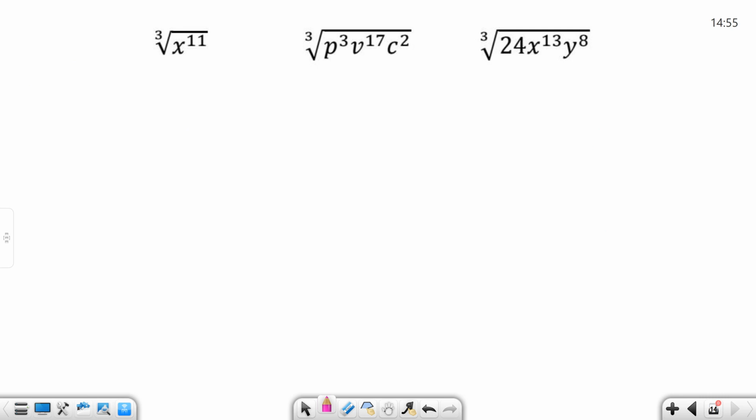All right? So the cube root of x to the 11th power. How many times will 3 go into 11? So if I think about 11 thirds, right, what is that mixed number? 3 and 2/3. So it goes into it 3 times, right? That's the goes into part. And then the numerator is 2.